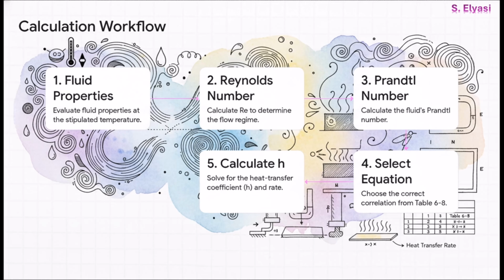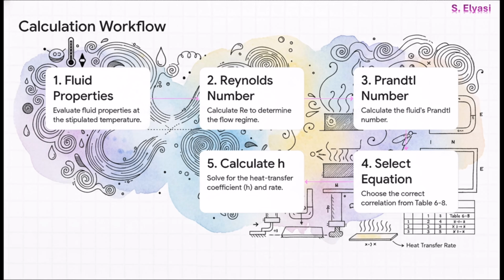Step 3, calculate the Prandtl number. Step 4, now using the geometry, the Reynolds number, and the Prandtl number, you go to your toolkit and select the perfect equation. And finally, step 5, you solve that equation for the Nusselt number. From there, it's easy to get the heat transfer coefficient, h, and once you have h, you can find the total heat transfer rate. That's it.